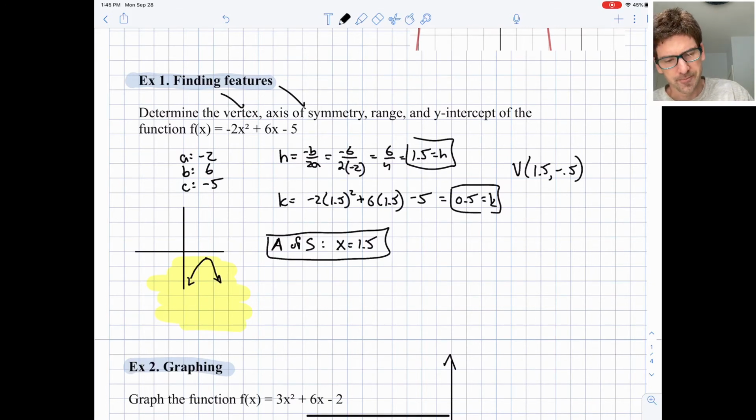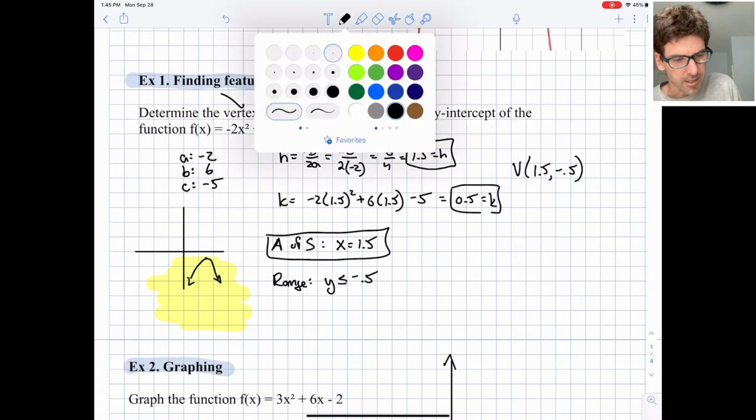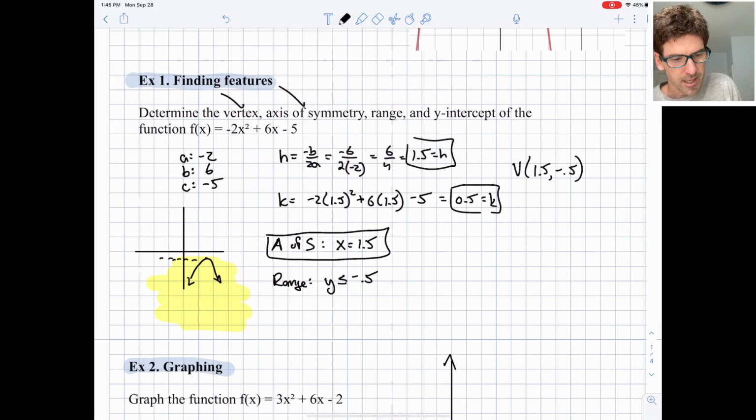So the range, we're just going to say y is less than or equal to, excuse me, I think I misspoke. Y is less than or equal to negative 0.5, okay? So the highest y could be is this negative 0.5 value. So y will be less than or equal to negative 0.5. Okay, anything negative 0.5 and below. So that's our range right there.